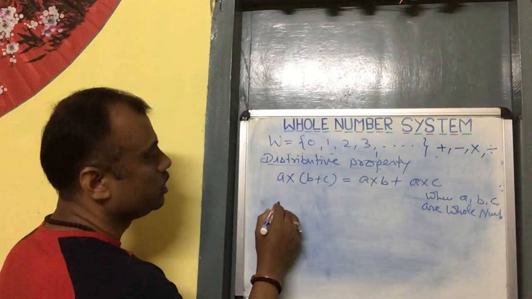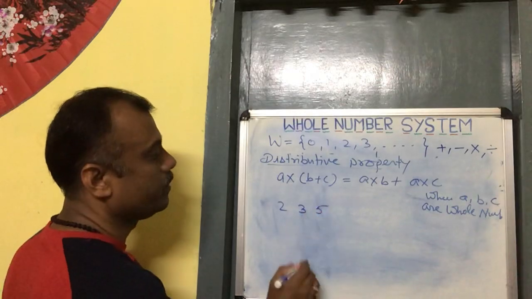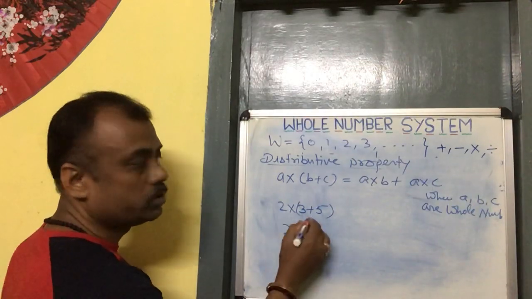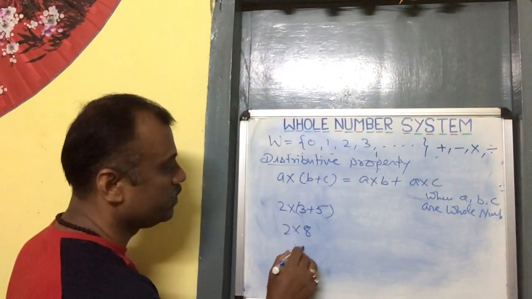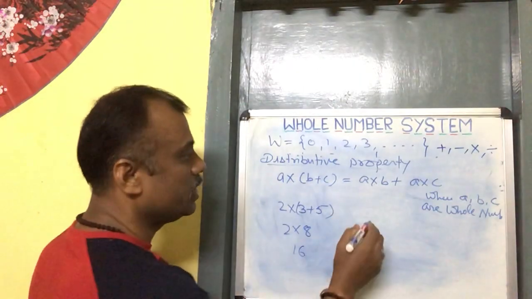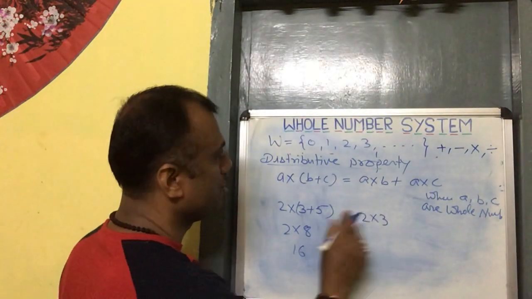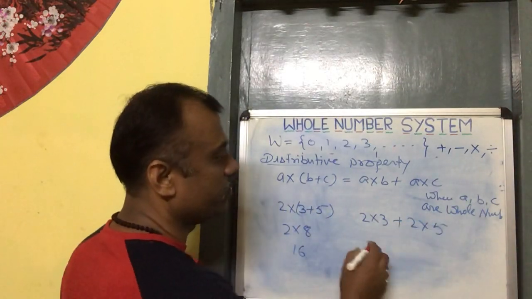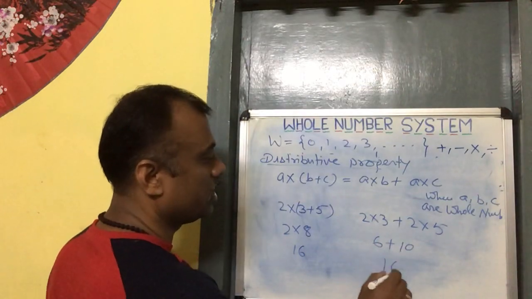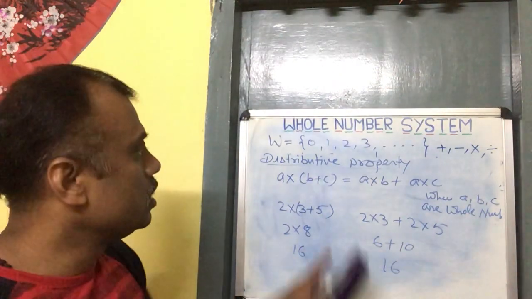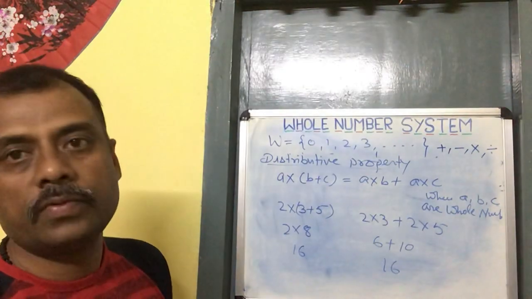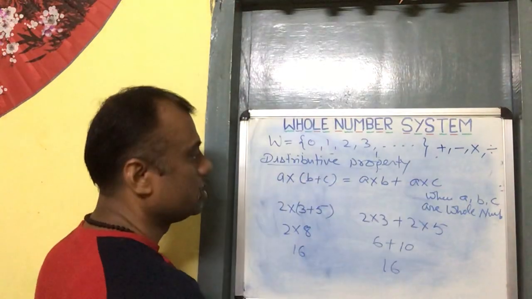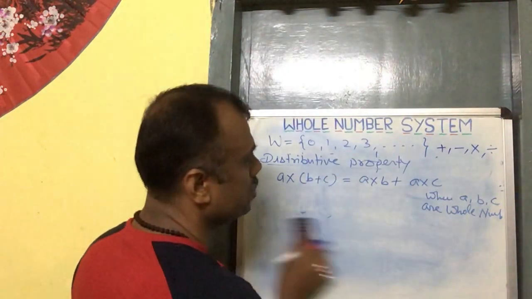Let us check 2, 3 and 5. I am going to write in this way. What is the answer? 2 into 3 plus 5, that is 8. It will give you 16. In this way, I am first going to multiply 2 and 3, plus then 2 into 5. So 6 plus 10 will again give you 16. So this property is also very useful, and you can go from this side to this side, or from here to here. It will reduce the calculation part also.